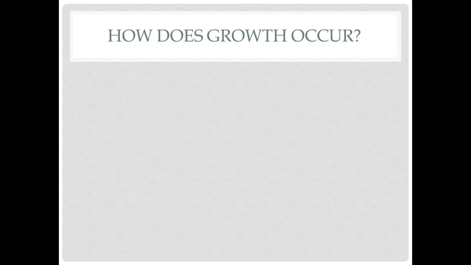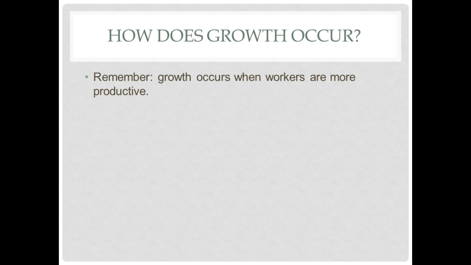How does economic growth occur? This is really the important part of our lesson here in understanding why this happens. Okay, remember, what's the goal have to be? To get economic growth, we need workers to be more productive. In other words, the same worker can produce more than they used to. All right, well, there's a lot of ways that can happen.